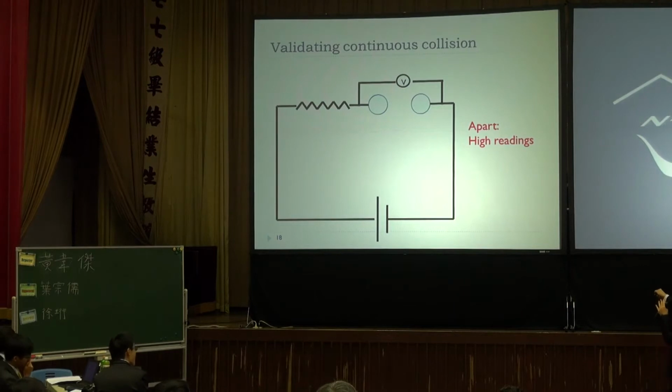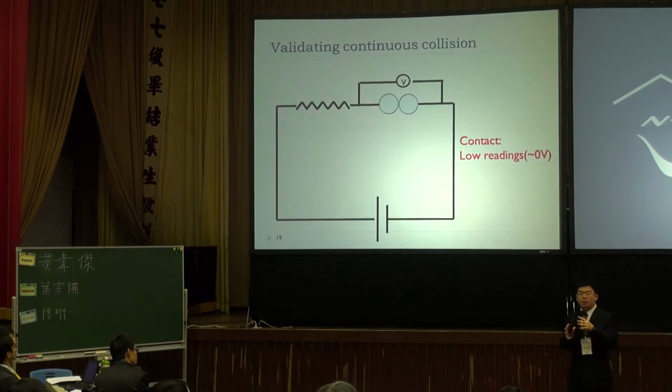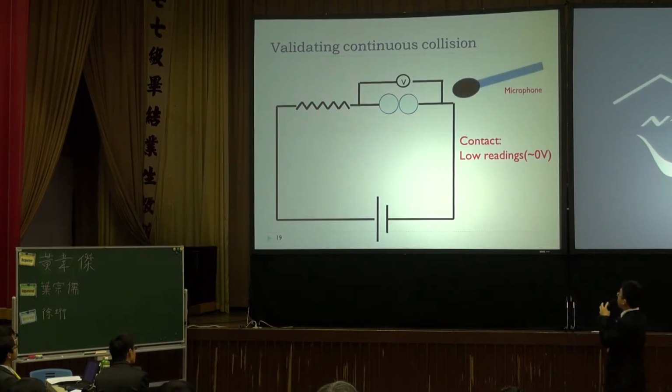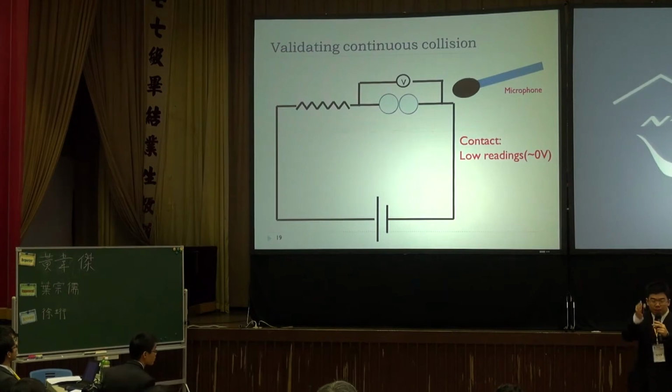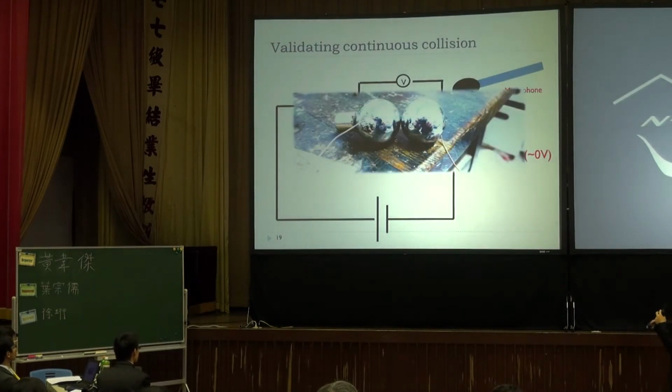We simply connect the ball to a motor sensor. When it's apart, it will get high readings. And when it gets together, since it's short-circuited, it will get a low reading. So by doing this, we will know whether the balls are in contact or not. We also record the sound simultaneously to make sure that the peaks are at the same place. So this is the experimental device.